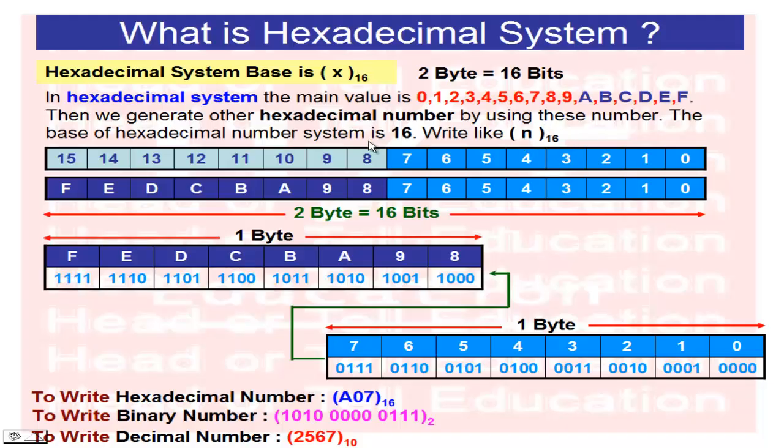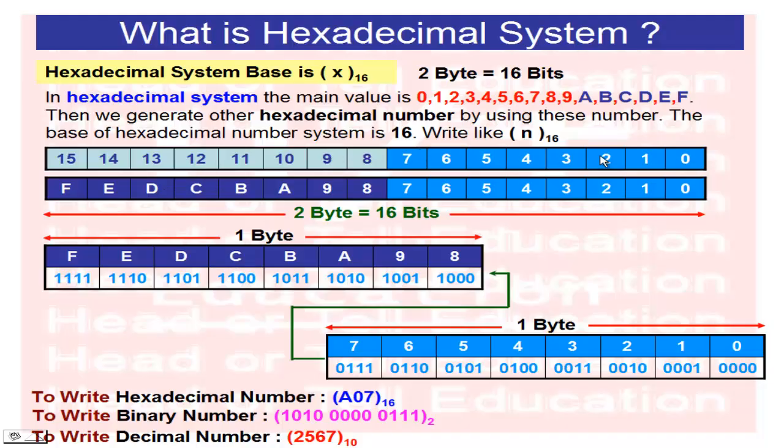So if we check 2 bytes, how many bits? In 2 bytes we have 16 bits, and we write 0 1 2 3 4 5 6 7 8 9 10 11 12 13 14 15. Because in the hexadecimal system, after 9, 10 is converted: 10 is equivalent to a, 11 is b, 12 is c, 13 is d, 14 is e, and 15 is f. Only this difference.